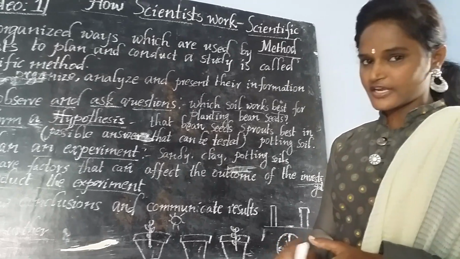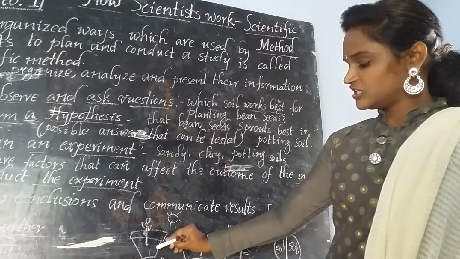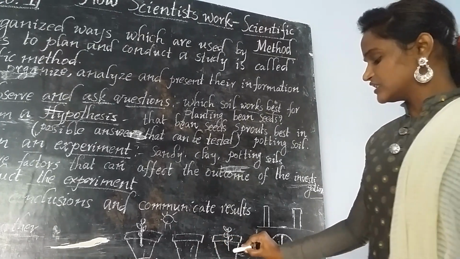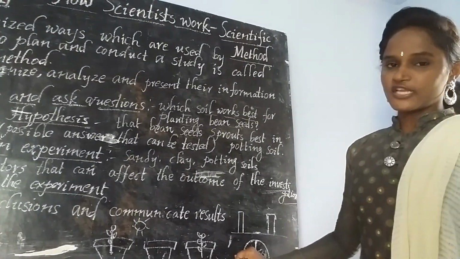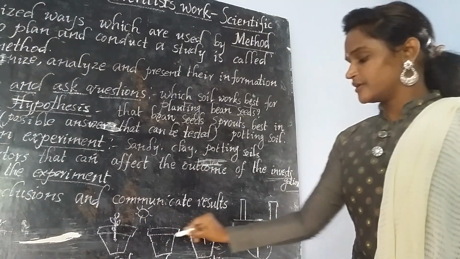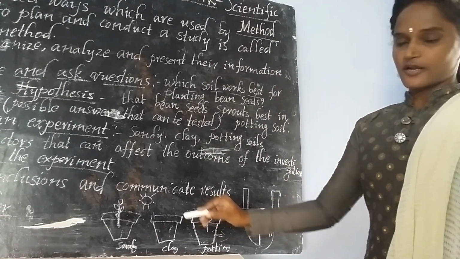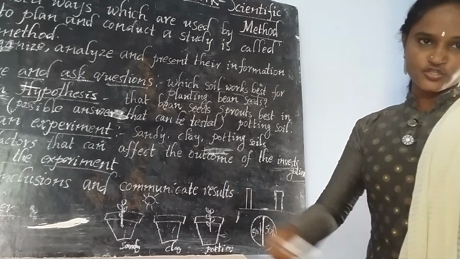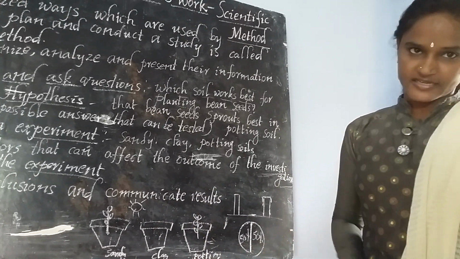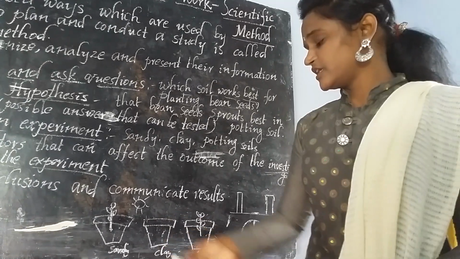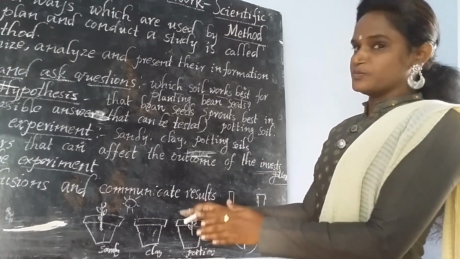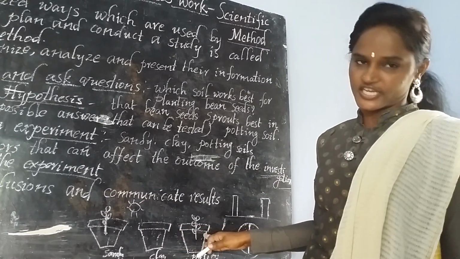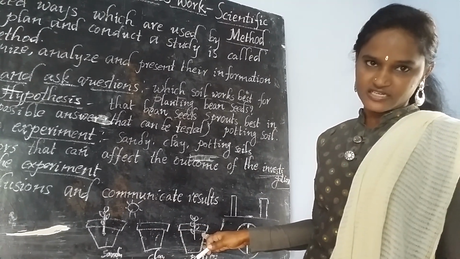What about the different variables present here? He took sandy soil in the first flower pot, clay soil in the second, and potting soil in the third. These are the different variables present in the flower pots. Sunlight, water and other natural variables are constant. Okay. If we kept one flower pot in a dark room, one in bright sunlight, and one in the shade, would we get the same result?